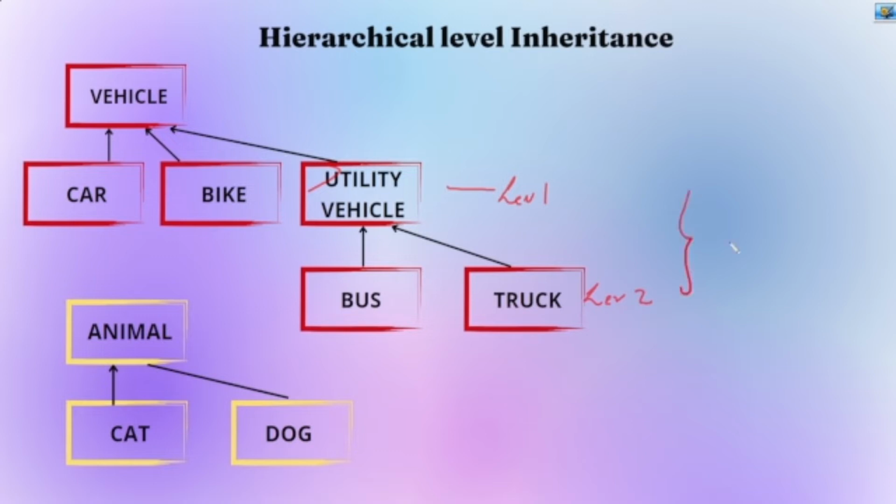So this is multi-level, and as it was told earlier, multiple inheritance is not possible using inheritance. So let us see this here. Vehicle. From this vehicle, three classes are being inherited, that is car, bike and utility vehicles. And again from this utility vehicle you have a bus and truck. And here you have another example. Animal is one class, and from this animal class there are inheritances of two classes, that is cat and dog. Let us see an example of that.